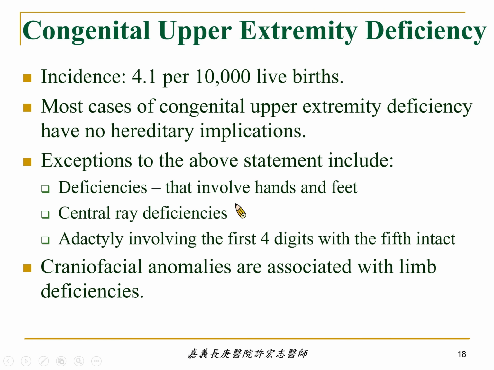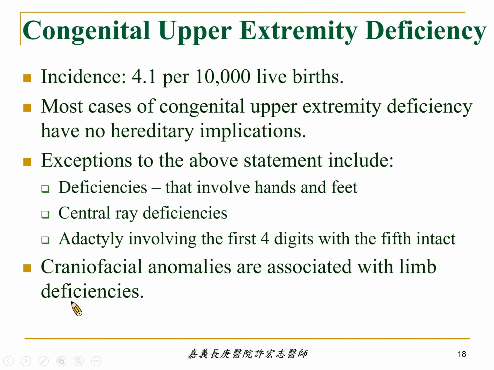One is the deficiency involving upper limb and lower limb, hand and feet. The second one is the central ray deficiency, where the second and the third digit are absent. And the third one is that the fifth finger remains intact and the first 4 digits are absent. We call that adactyly. Okay.